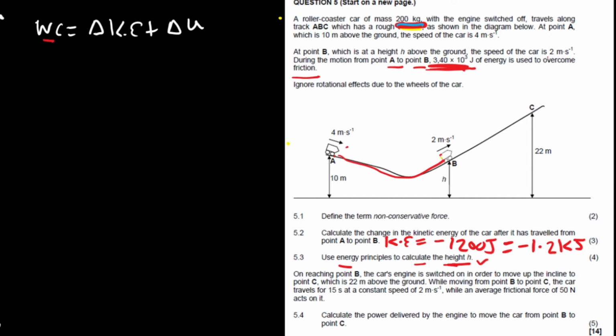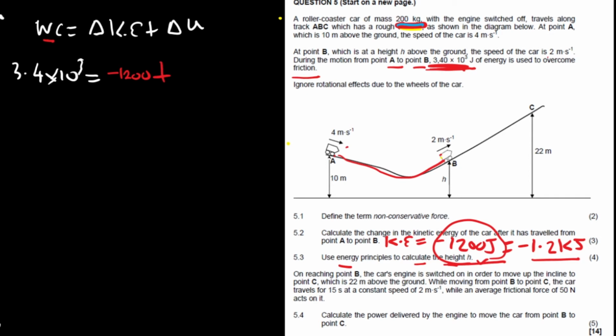Change in kinetic energy, I already have. Change in work done I have already, so I'm not going to stress. Change in work done, I know, equal to 3.4 times 10 to the power 3. Change in kinetic energy, from here to there we have it already, which is negative 1.2. But do not use this as kilojoule, use the one in joule. So change in kinetic energy equal to negative 1200 joule, plus change in potential energy.